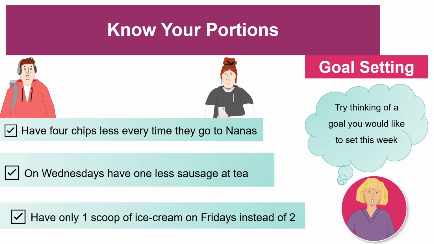Now, this is your turn to have a think with your parent or guardian about a small change or a small goal that you would like to try to make. Write it on your goal tracker sheet, and we can discuss this in your one-to-one phone call with your key worker.